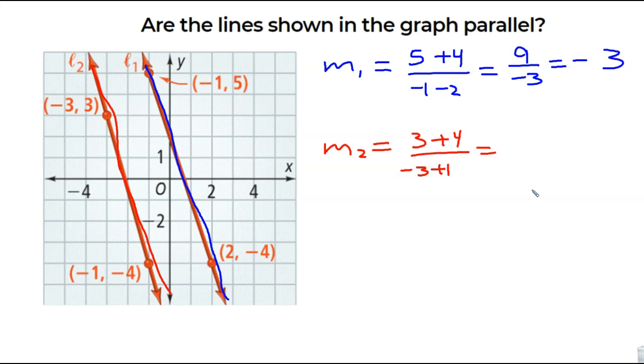All right, that's going to be equal to a 7 on top and a negative 2 on bottom. I can throw the negative out front, just call it a negative 7/2. Okay, either way though, these slopes are not the same, so I know eventually these lines will catch up and run into each other. So we'll say no, the lines shown are not parallel.